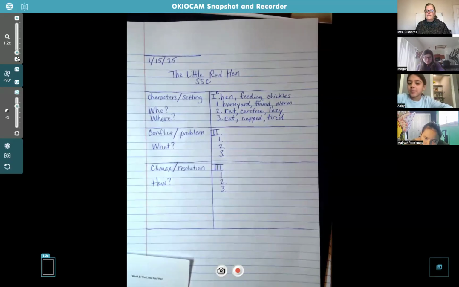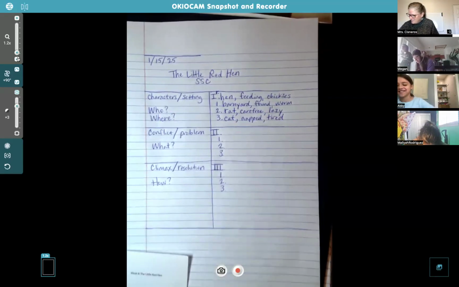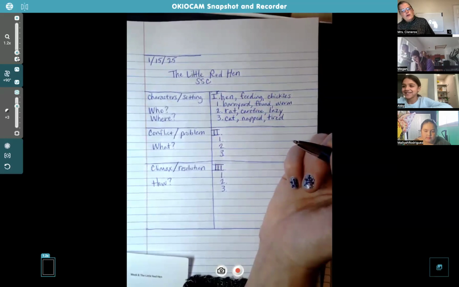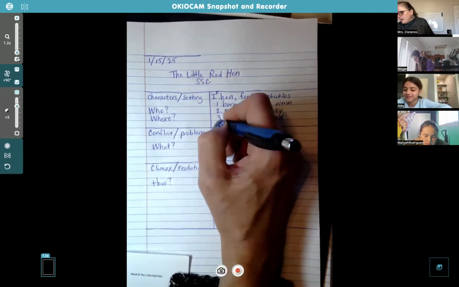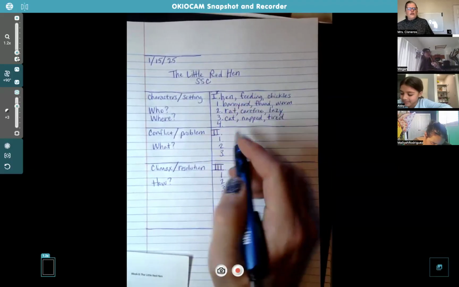It's called a compound word. Thank you. I could not remember that. Thank you, Abby. A compound word. We have two small words, put them together. Very good. You know what? And we have one more character, so I'm going to add a 4 here. This is why we skip a line, just in case we need another one.